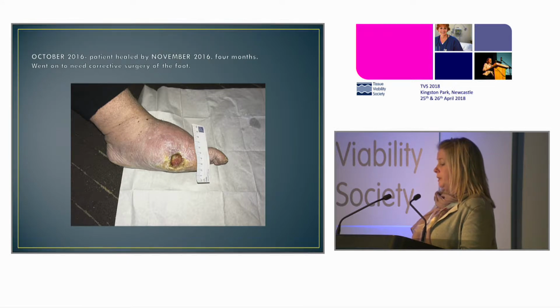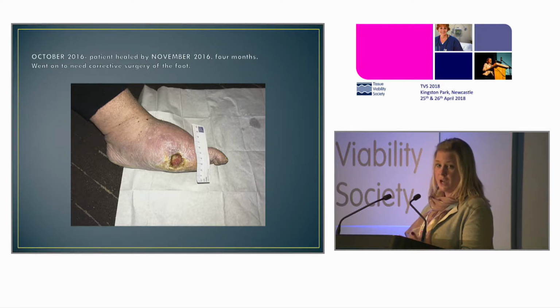So from October to November, she became a lot more happy with the treatment that we were giving her, possibly because she was seeing some improvement, possibly because it was the second time she'd had quite a scare in the thought that she was going to lose her leg. She was in an air cast boot at this time, and as you can see, there's a marked improvement in her wound.